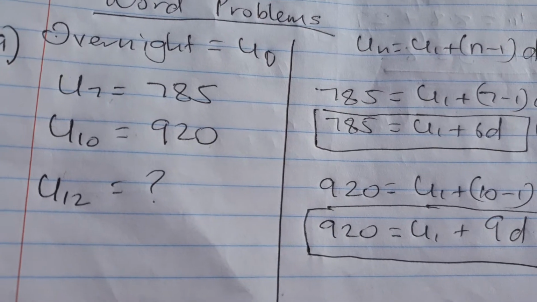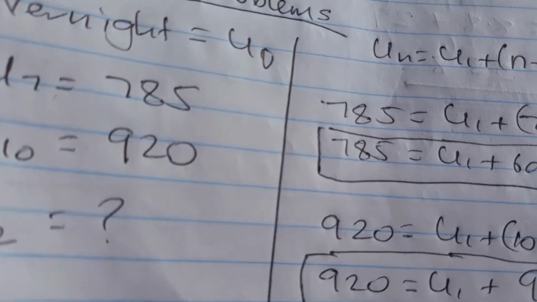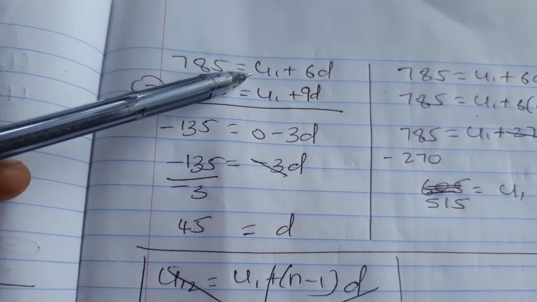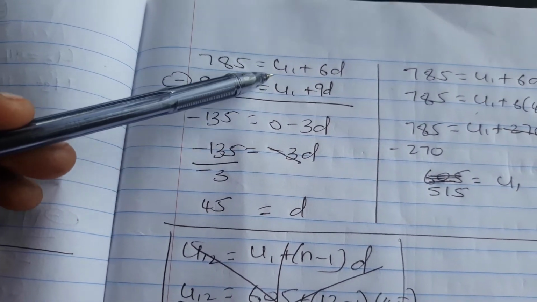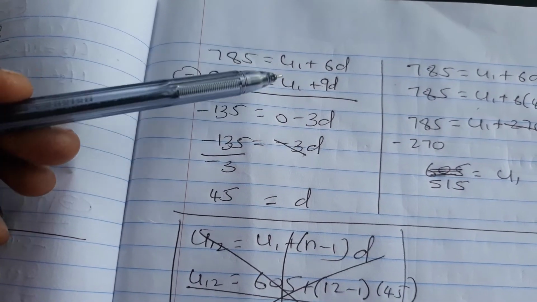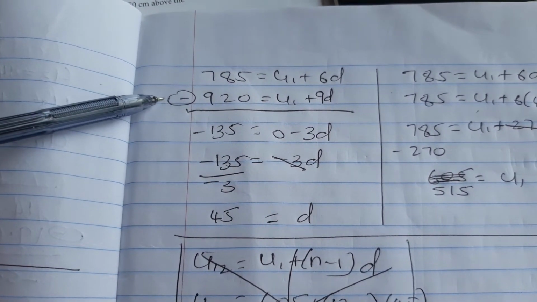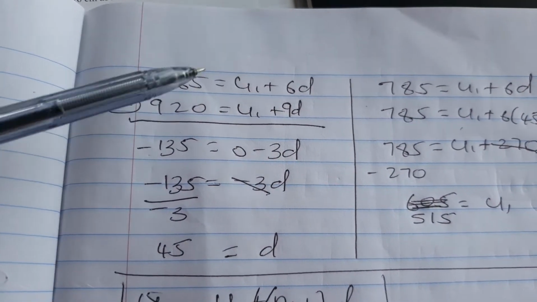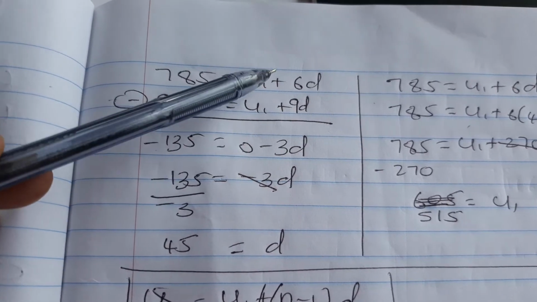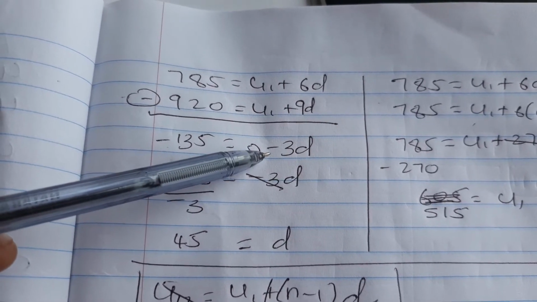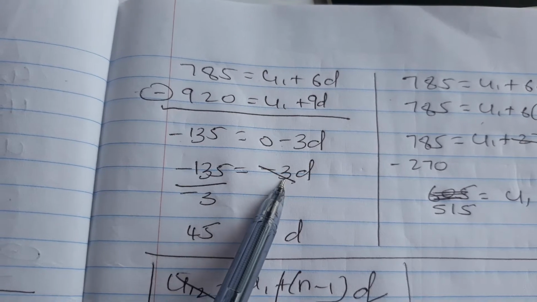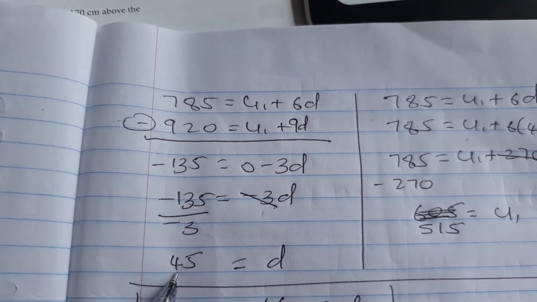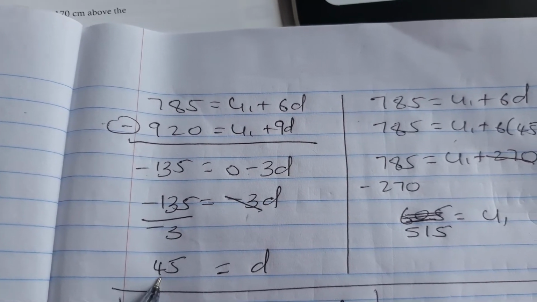So let's find it out. There are two variables missing, which means to find the two variables I'm using simultaneous equations. The coefficient of these two terms is just 1 and it will end up as 0, so I'll straight away subtract using the elimination method. Once I subtract, I get negative 135. This minus this is 0. 6d minus 9d is negative 3d. Let's get rid of the negative 3. It will come this side as divide by negative 3. Your d is equal to 45. I've found my common difference as 45.